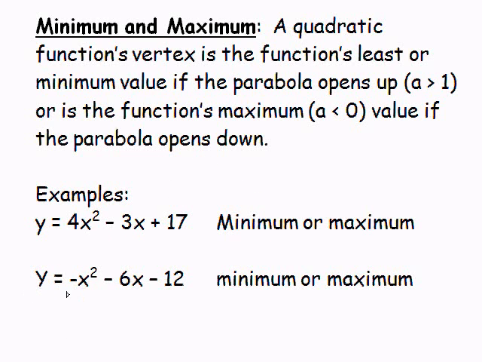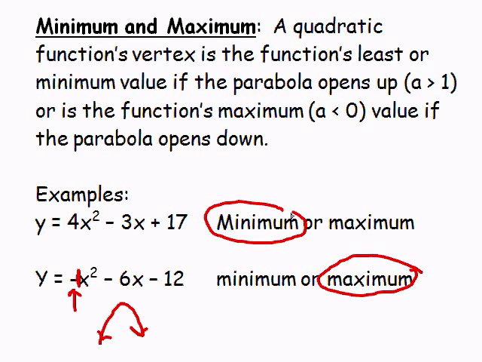For the second example, is the vertex a minimum or is the vertex a maximum? Looking at it, you notice that the leading coefficient is a negative, understood to be 1, which means that the parabola will be opening down, which means that you will have a maximum value for the second one. And we had a minimum value for the first. So again, if your leading coefficient or your a value is positive, you'll have a minimum for the vertex. If the a value is negative, you'll have a maximum for the vertex.